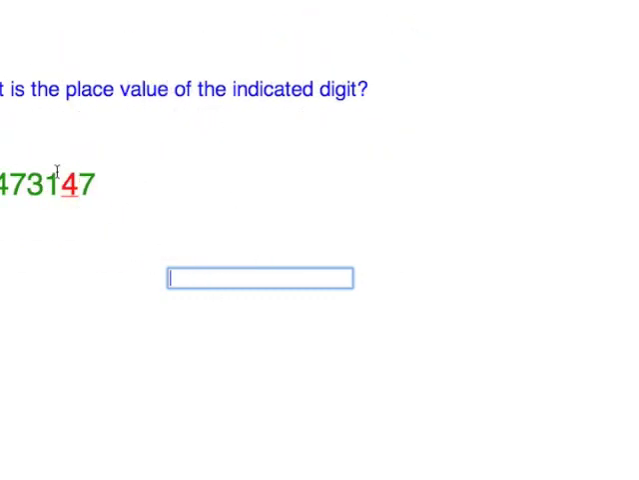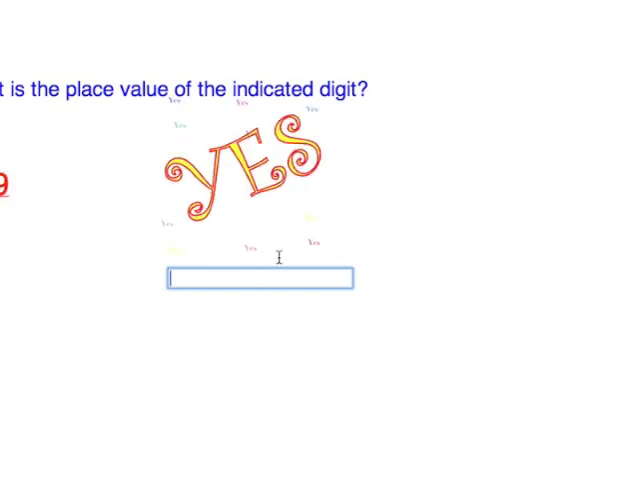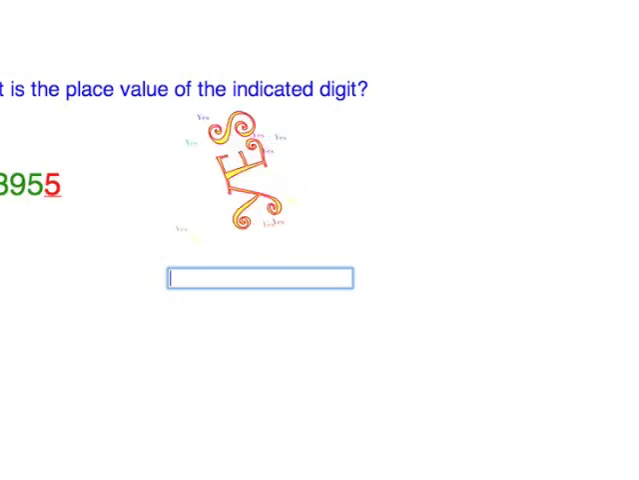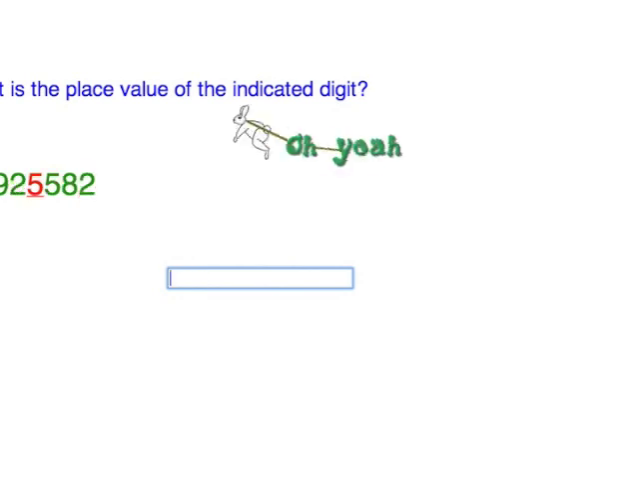If you get stuck, often you can just recognize them right away. But if you get stuck, always start with the ones and then count your way up. So it goes ones, tens, hundreds, thousands, 10,000s, 100,000s, millions, 10 millions, 100 millions, billions, 10 billions, 100 billions, and so on. And then it goes in the opposite direction for the decimals, and we'll look at that in another video.